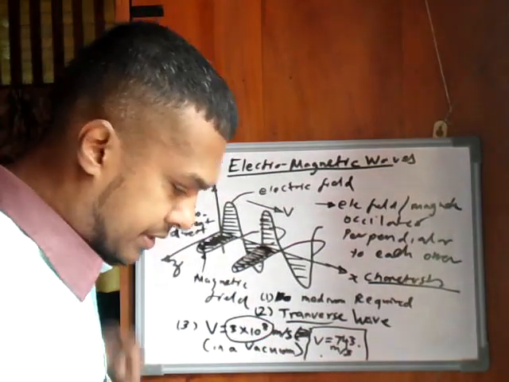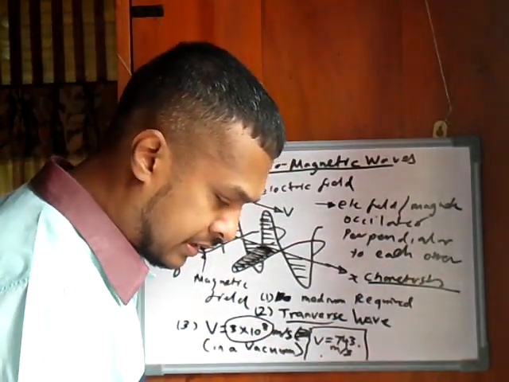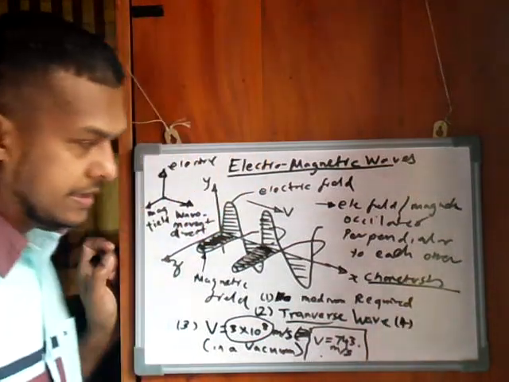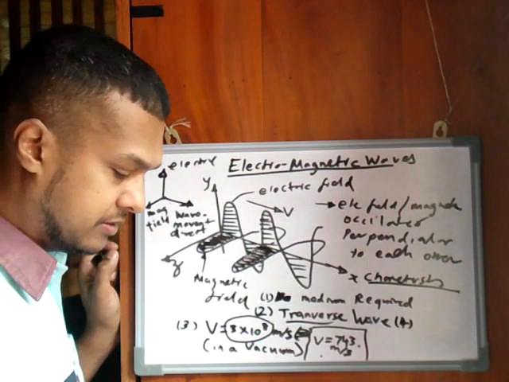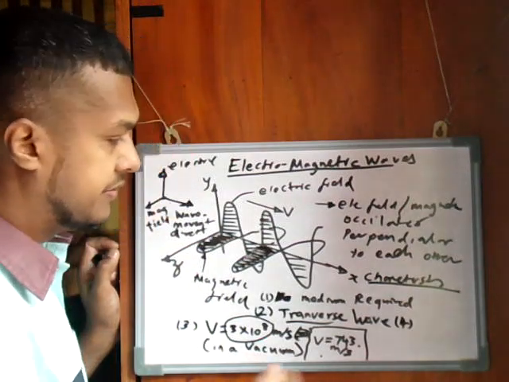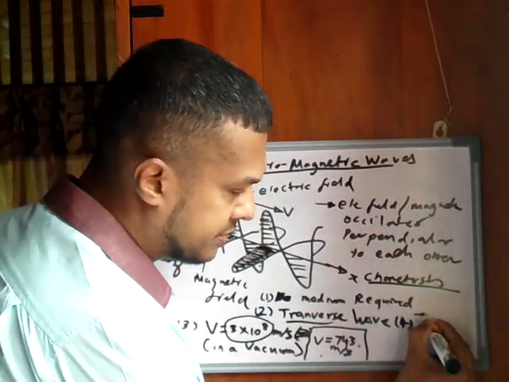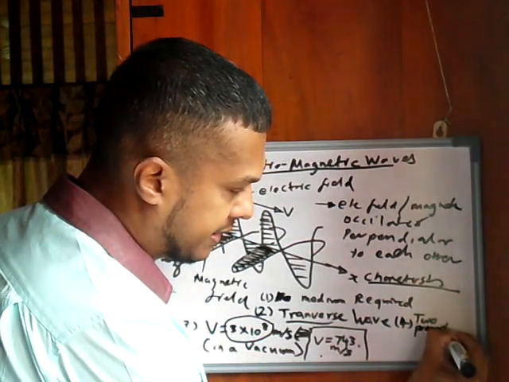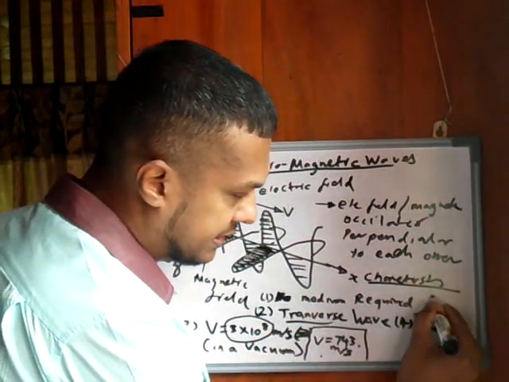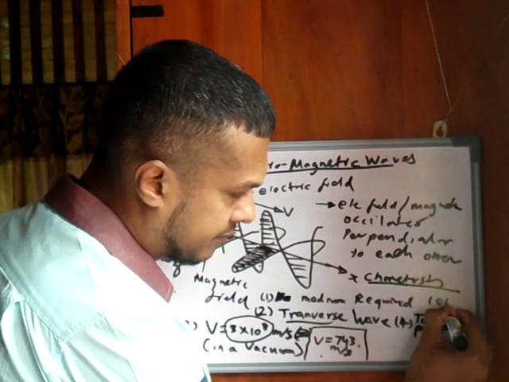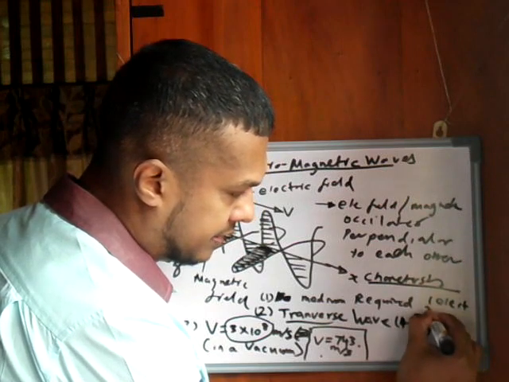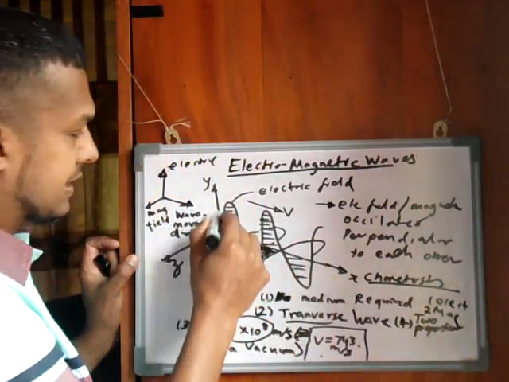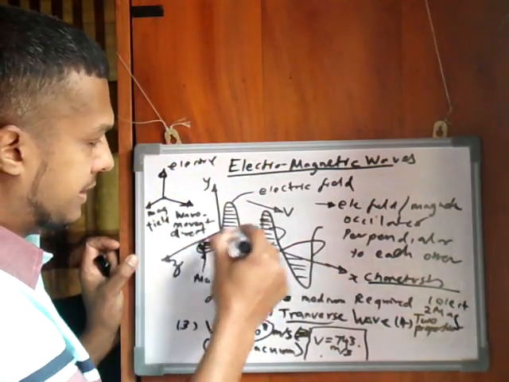Now the next point is that it has an electric field and a magnetic field. So there are two properties of electromagnetic waves: one is electric, one is magnetic.